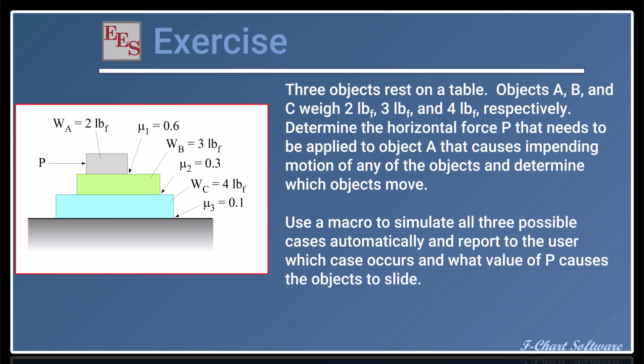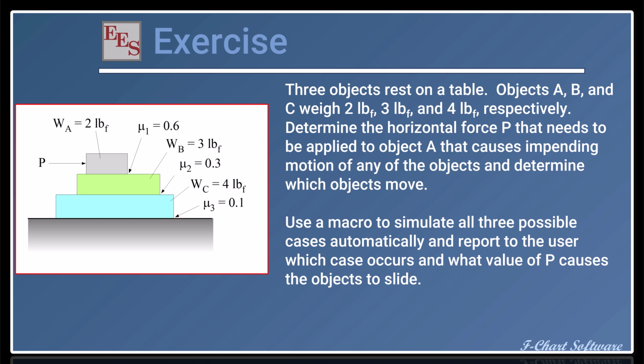So here's the exercise. You can see it's a statics problem. You have 3 objects resting on the table. They each have their own weight. So the top one is 2 pounds, and then the second one, object B, is 3 pounds, and then the last one down here, object C, is 4 pounds.